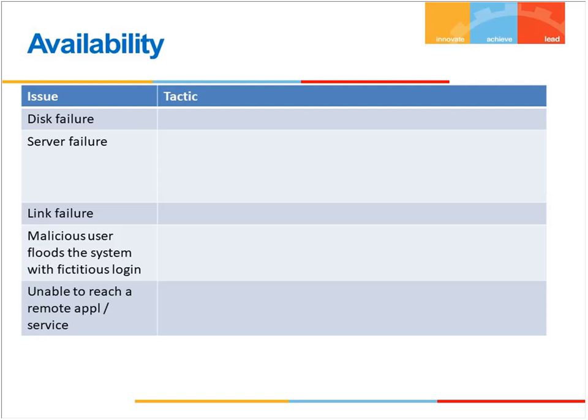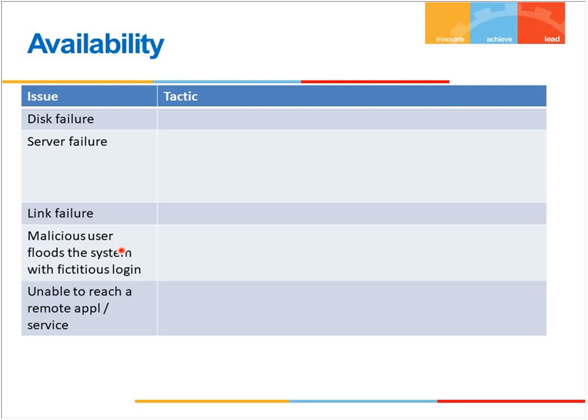So let's look at some of the things that we can do. I've taken only a few of them here right now. Let's see what solutions there can be. For disk failure, I'm sure by now we have discussed this already. You can have multiple disks. For server failure, again we can have multiple servers. For link failure, we can have multiple redundant paths to reach the different servers that we have. So that is one. Malicious user floods the system with fictitious logins. So this is your DDoS, denial of service.